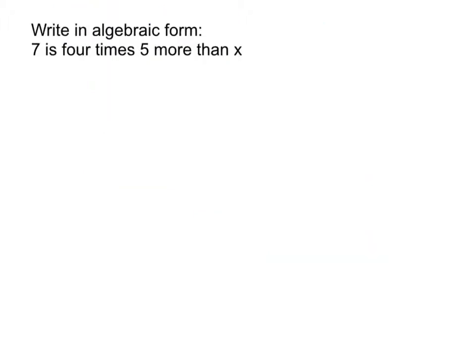Next question that we have: write in algebraic form, 7 is 4 times 5 more than x. If I look at this 5 more than x bit here, that's the equivalent of saying 5 plus x or x plus 5. Okay, so that bit there would belong together. We have that in a bracket. 4 times 5 more than x. What we need to do there, 4 times, is just going to be a 4 out the front of the bracket. And 7 is equal to.